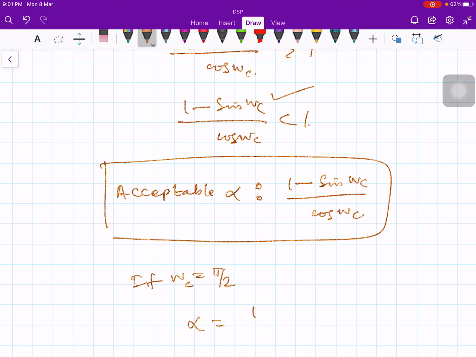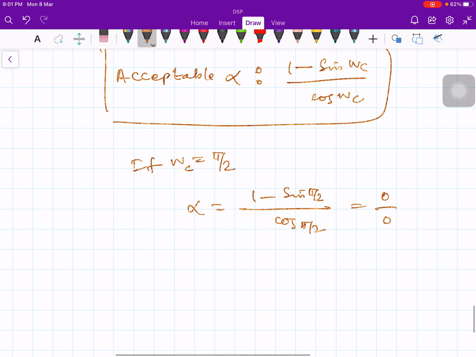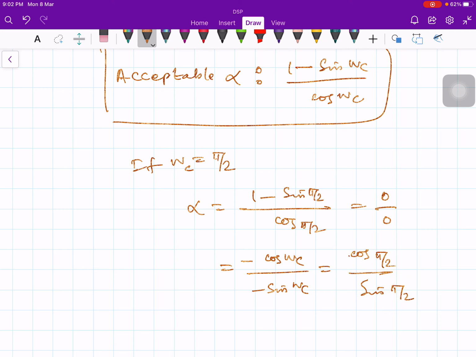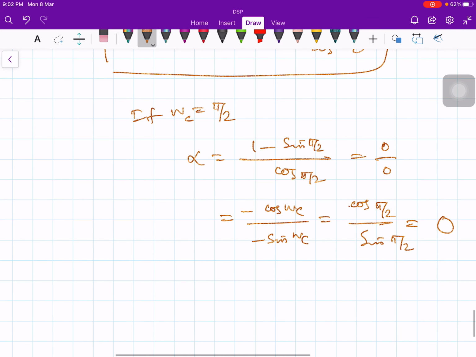Alpha is equal to 1 minus sin pi by 2 divided by cos of pi by 2. So I'll get 0 by 0. So use L'Hospital rule and differentiate the numerator separately and the denominator independently. Then the numerator becomes cos omega c, the denominator becomes minus sin omega c. Minus and minus will get cancelled. Now you substitute omega c equal to pi by 2, then it is cos pi by 2 divided by sin pi by 2. This is 0. Therefore alpha is equal to 0.